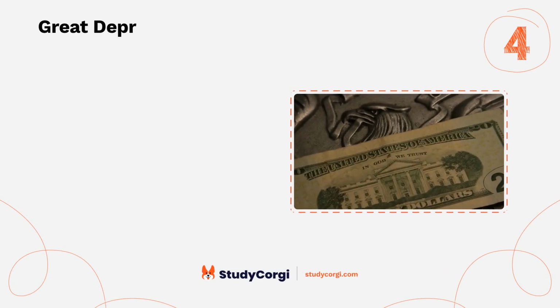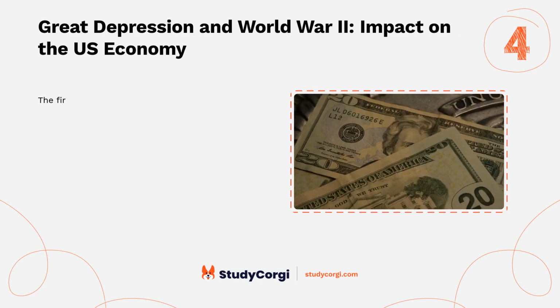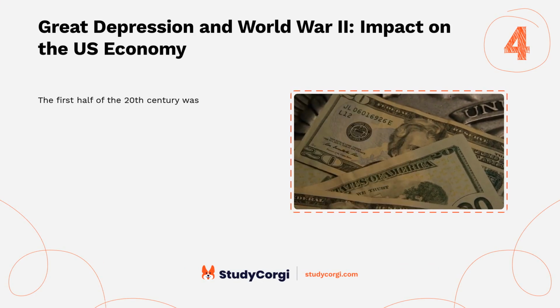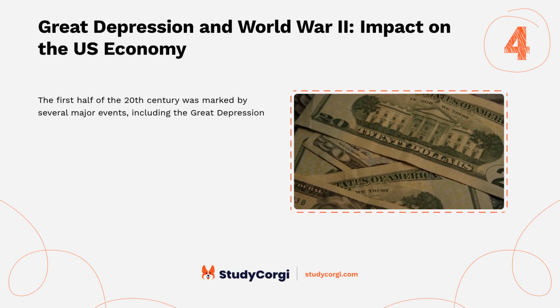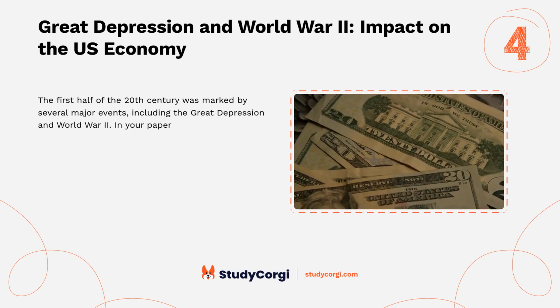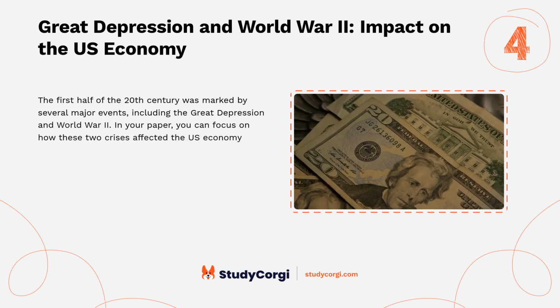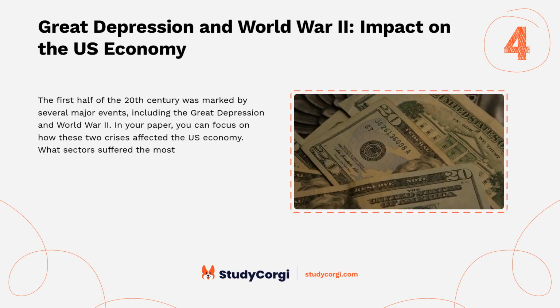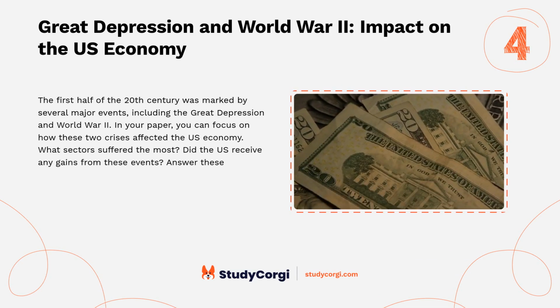Great Depression and World War II, impact on the U.S. economy. The first half of the 20th century was marked by several major events, including the Great Depression and World War II. In your paper, you can focus on how these two crises affected the U.S. economy. What sectors suffered the most? Did the U.S. receive any gains from these events? Answer these questions in your paper.